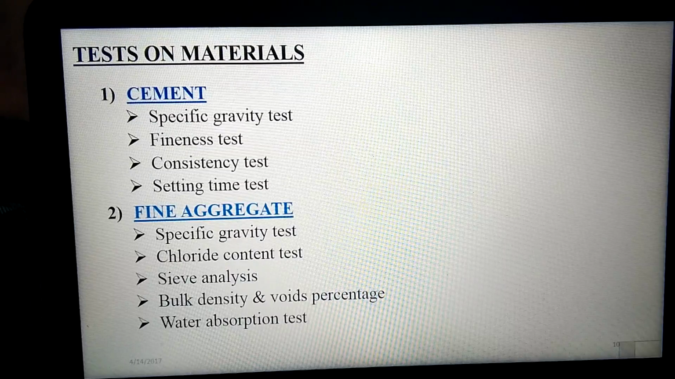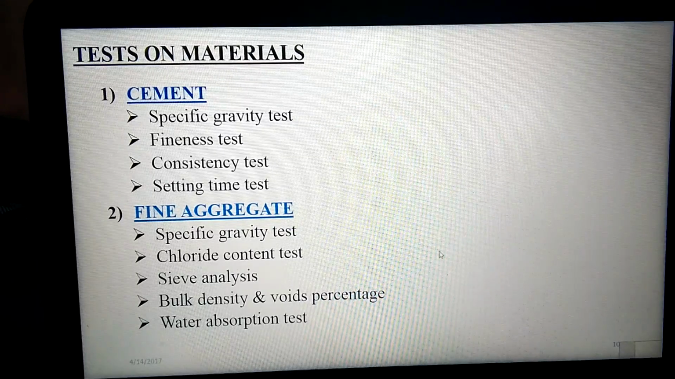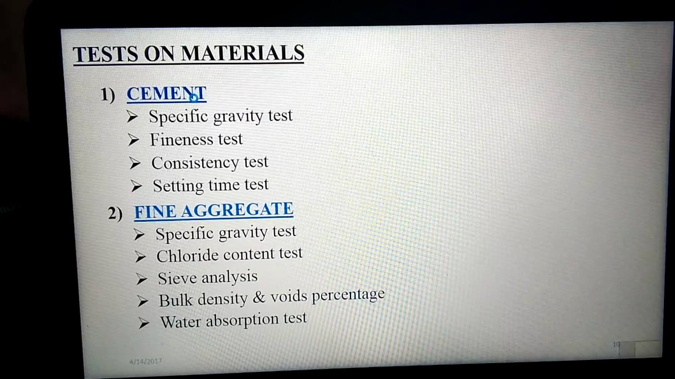Next, these are the tests on materials. These are the tests we did on cement. We have put the brief procedure and result in the hyperlink. Now we are opening the hyperlink for tests on cement.